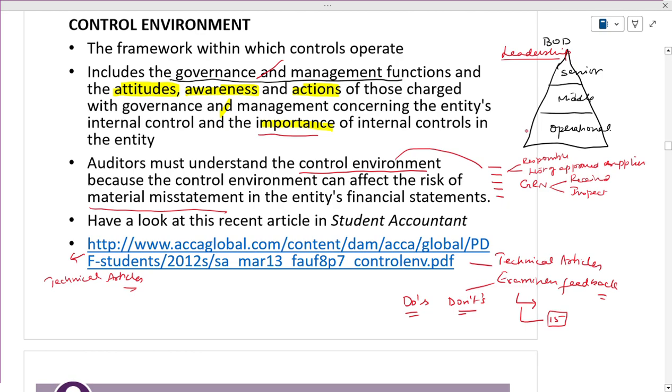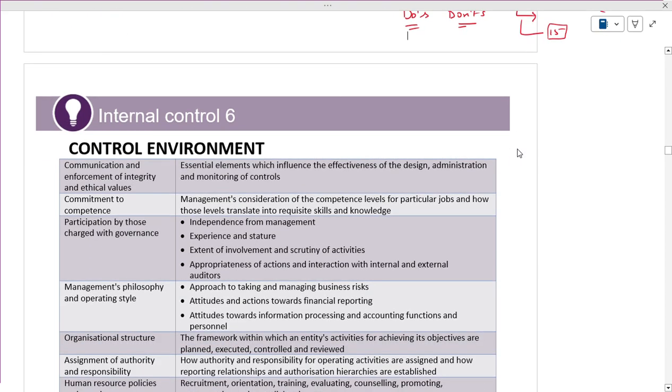These are the things which you should be very clear about. What is the control environment in detail? Okay. You have the communication and enforcement of integrity and ethical values.